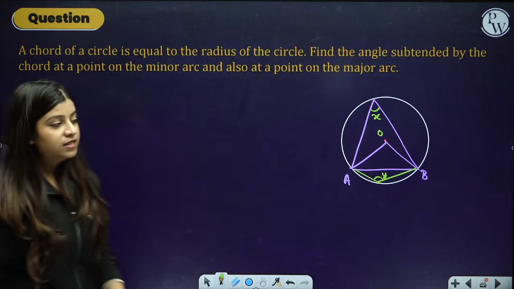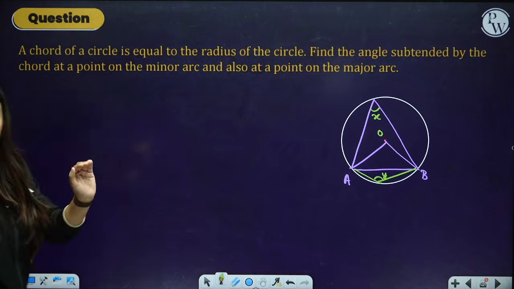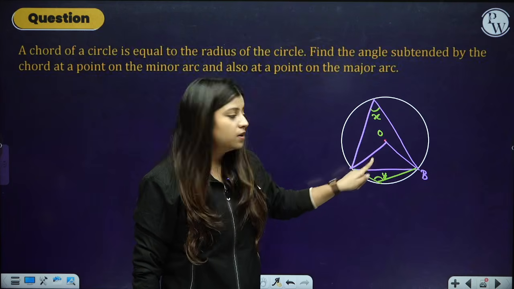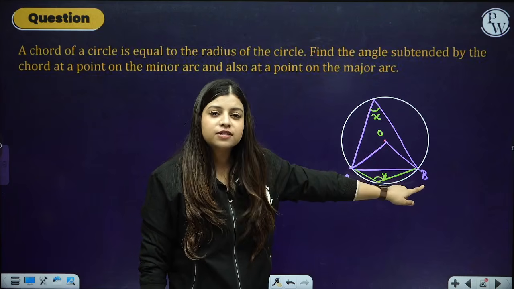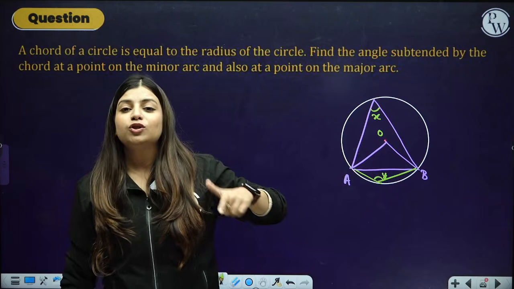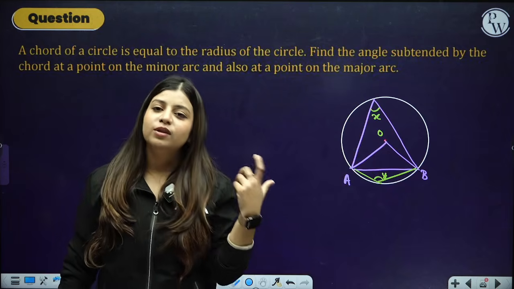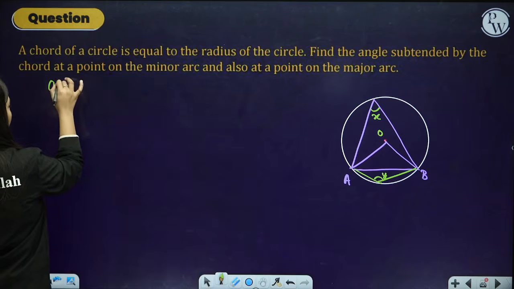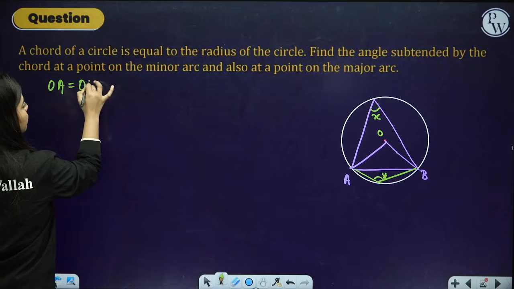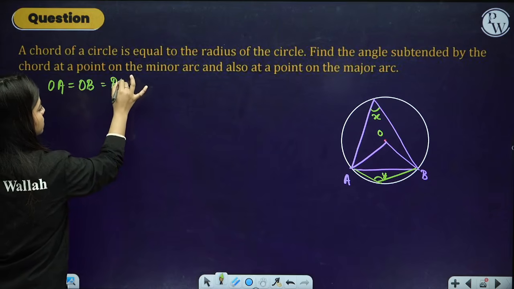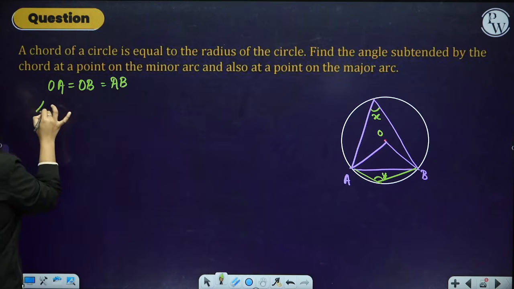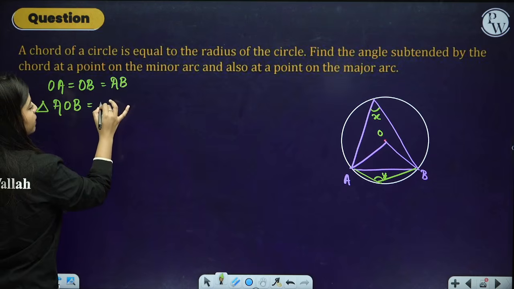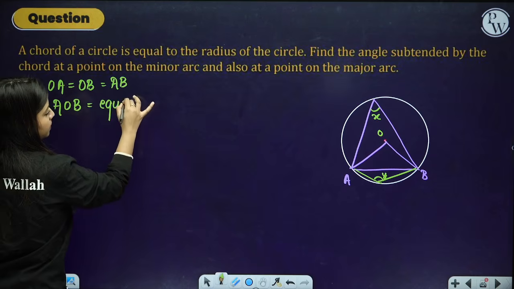The very first thing is OA and OB are the radii of the circle. OA is the radius of the circle, OB is also the radius of the circle, and it is given in the question that AB is also equivalent to the size of the radius. So what we can say in this question is OA is equal to OB is equal to AB. So from here we can say that triangle AOB is an equilateral triangle.